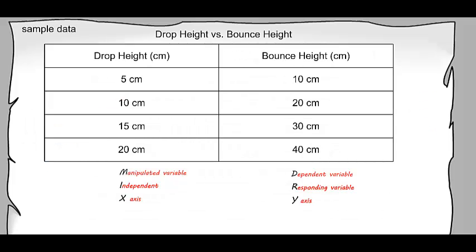The data that's going to be used in this example is from an investigation of how drop height affects bounce height. So as drop height was manipulated or purposefully changed, the bounce height was recorded. This is the responding variable, or the variable that is measured, and this is your dependent variable.